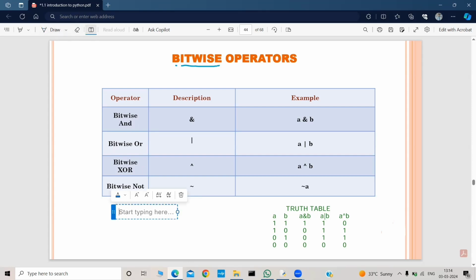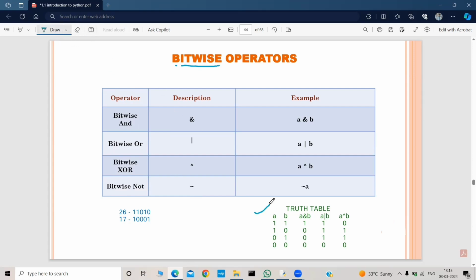Okay, let's consider two numbers. That was 26, whose binary conversion was 11010, and 17, which was 10001. So these are the binary representations of the numbers 26 and 17 respectively.